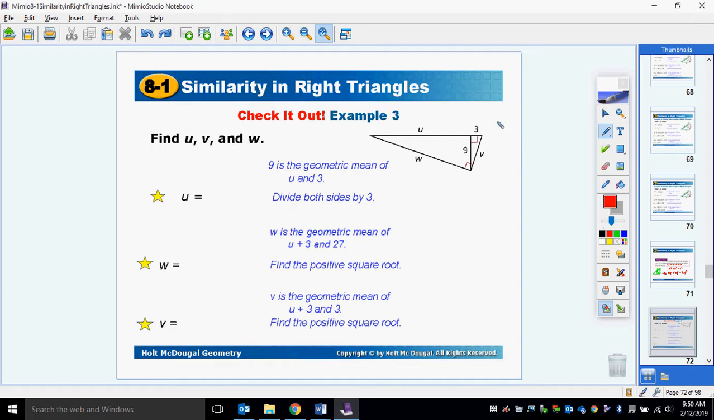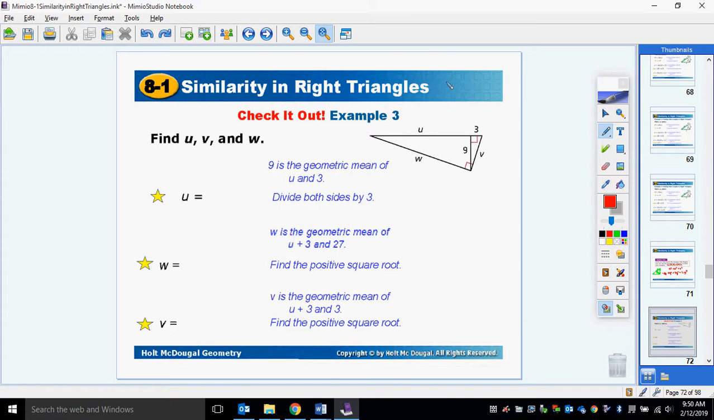Right off the bat, notice, if we wanted, we could figure out what v is, because in this triangle, I know two sides. And I can use the Pythagorean theorem and go 9 squared plus 3 squared equals v squared, because it's the hypotenuse. Okay, it's across from that right angle. But for the purpose of understanding this lesson, I'm going to use what we know about geometric means.